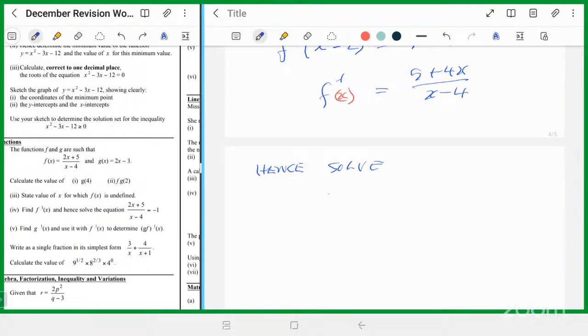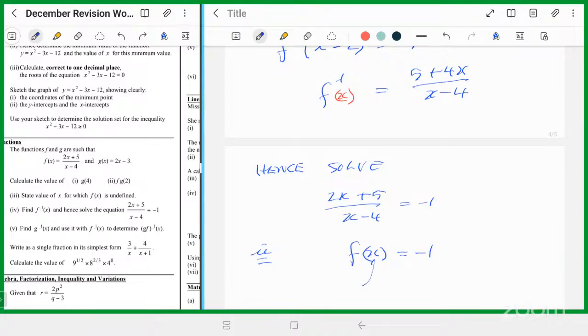Solving 2x plus 5 over x minus 4 equals negative 1. I have to use this inverse function to do it. Now, what you have to realize is that this really is our f of x that was given up here. So this equation really is that f of x is equal to negative 1. I try to find the x.